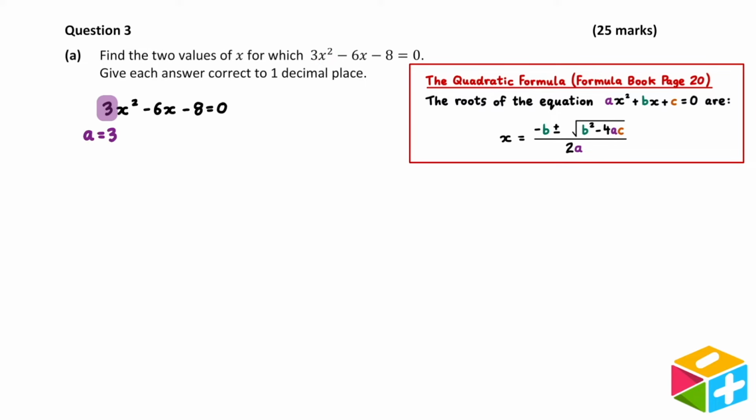The a refers to the number in front of the x squared. Here, a is equal to 3. The b refers to the number in front of the x, and here b is equal to minus 6. The c refers to the number by itself, so we have c is equal to minus 8. Now, let's sub these values into our formula.